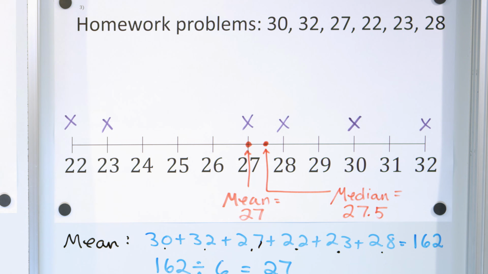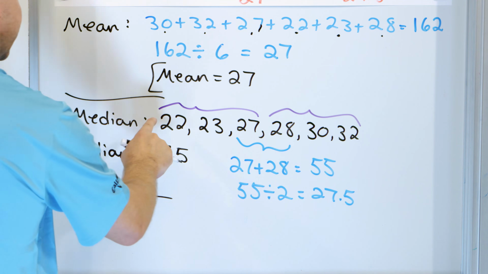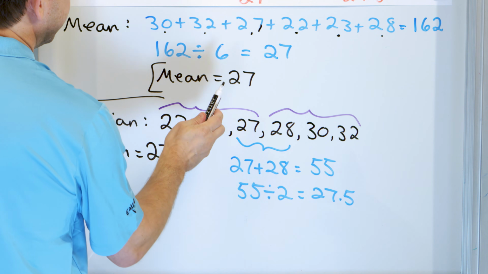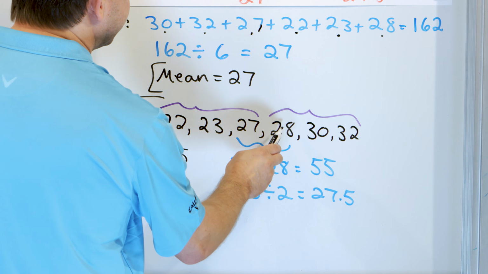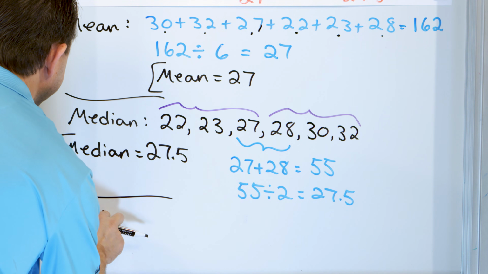27.5. So the mean and the median are pretty close there. Now let's figure out what the mode is. The mode is trying to look at our data set and figure out which one occurs most often. 22 occurs once, this occurs once, this occurs once, this occurs once, this occurs once, this occurs once, so there is no mode.